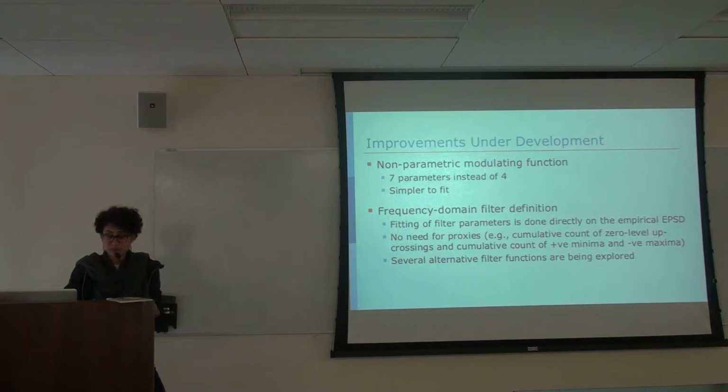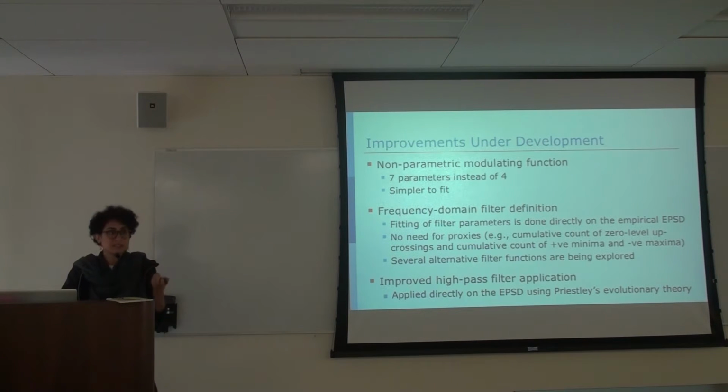The filter is defined in the frequency domain, which makes the fitting of the filter parameters more direct on the evolutionary power spectral density, instead of making use of proxies such as the cumulative count of zero level up-crossings or the cumulative count of positive minima and negative maxima. We're still exploring several alternative filter functions to see which one gives us the best performance with the minimum number of parameters. And the application of the high-pass filter becomes a lot easier because it's directly applied on the EPSD.